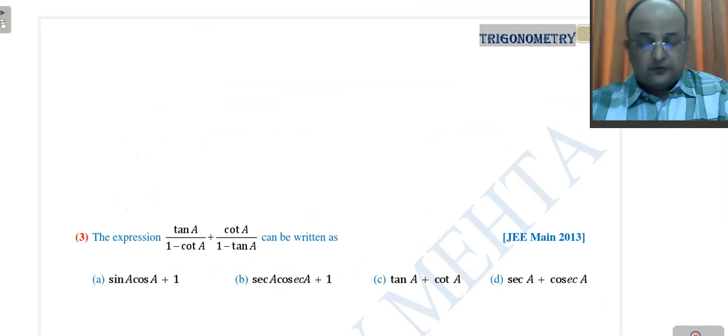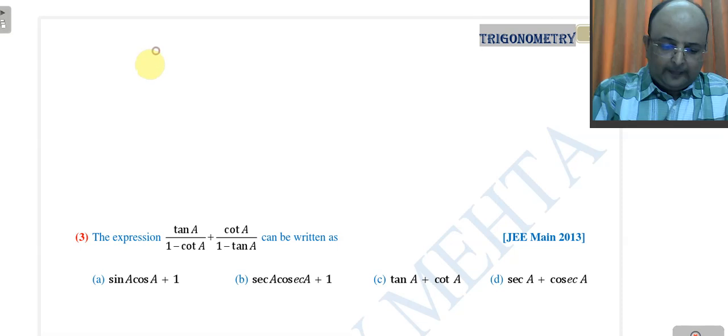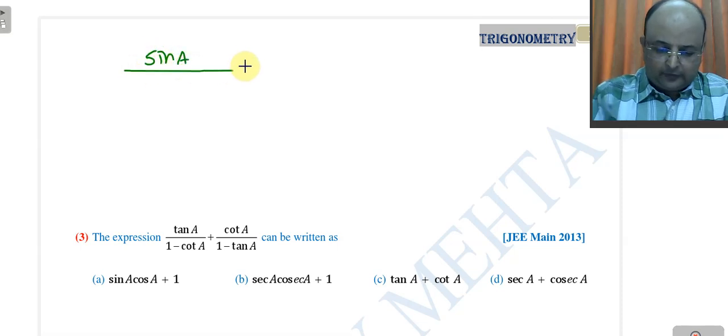This is frequent. This was asked in JEE 2013. 10a. Can I replace it by sin A upon something plus cos A upon something? Yeah.